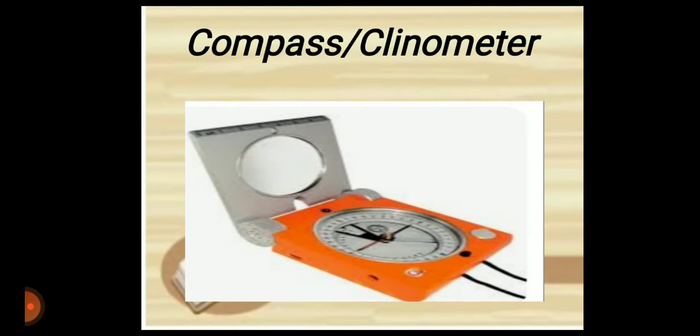Compass or clinometer. A compass is an instrument used for determining direction and has recently been supplanted by modern devices such as the global positioning system. However, when acquiring a clinometer, it is advisable to purchase one that has a built-in compass.